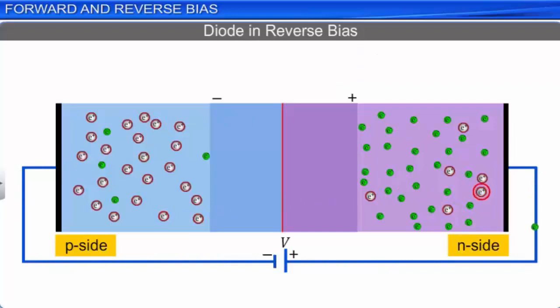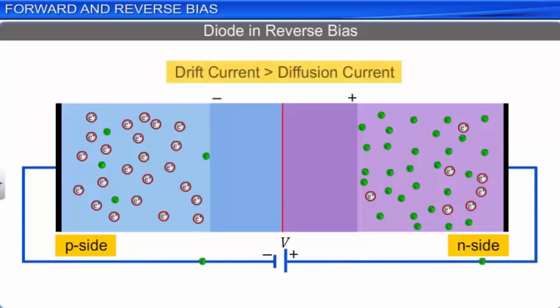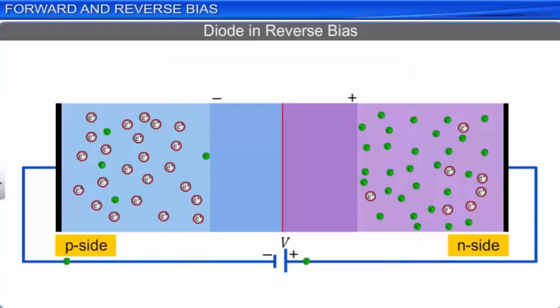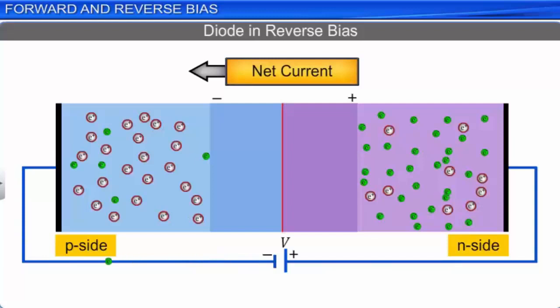Thus, in a reverse biased diode, the diffusion current decreases much below its equilibrium value, while the drift current remains unaffected. The drift current is now greater than the diffusion current. Hence, a net current flows from the n side to the p side in a reverse biased diode. The net current is small, as the drift current itself is small, and hence the net current is even smaller.